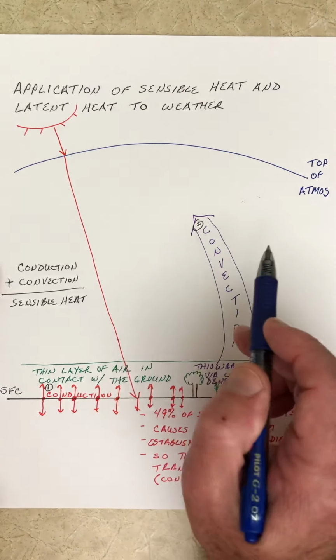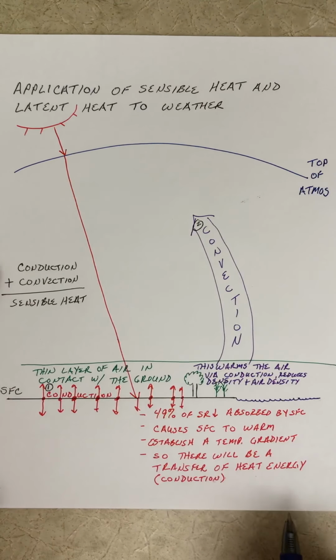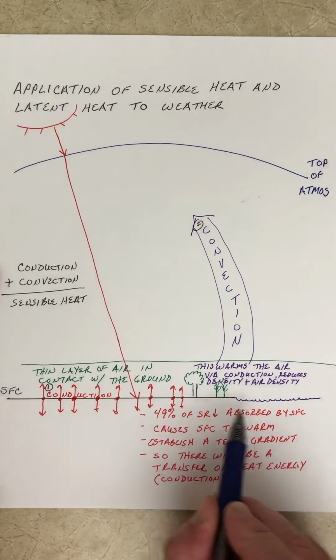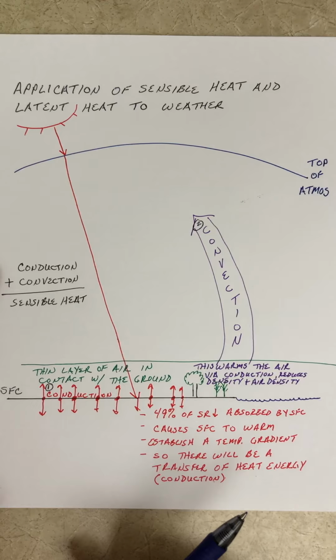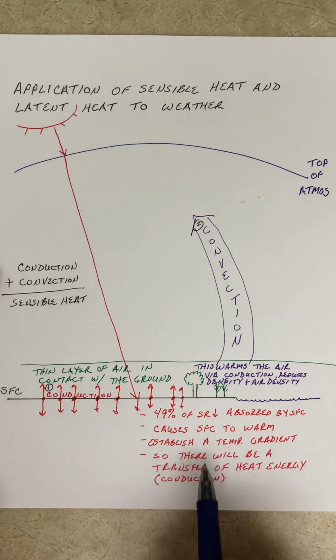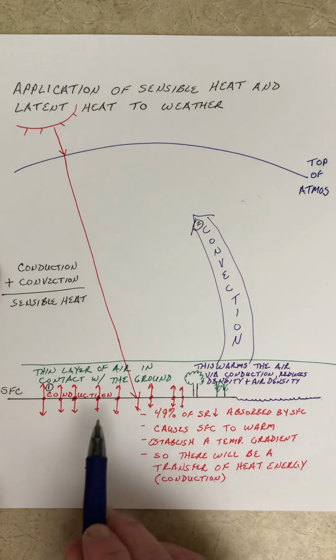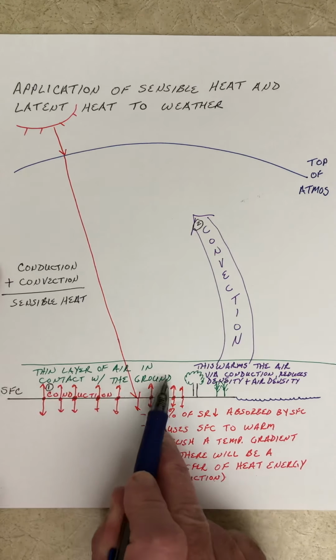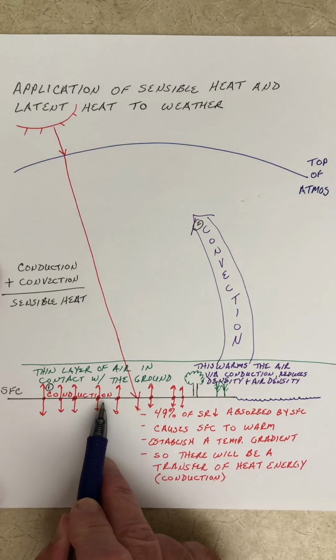units. On a global basis, we have a deficit of 30 units of radiational heat energy in the atmosphere, and so we need to transfer that surplus heat energy from the surface into the atmosphere. We first looked at sensible heat: solar radiation heats up the surface, causes the surface to warm, establishes a temperature gradient, and so we transfer heat energy from the surface into a thin layer of air that's in contact with the ground through conduction.